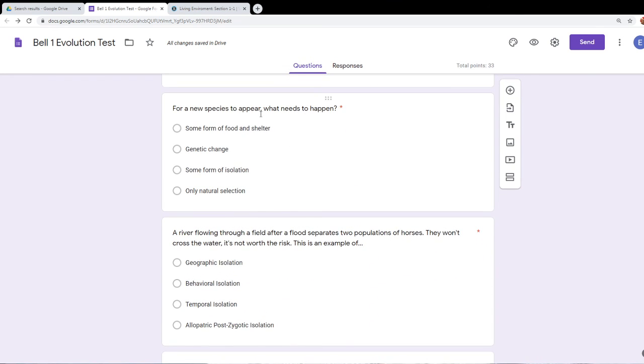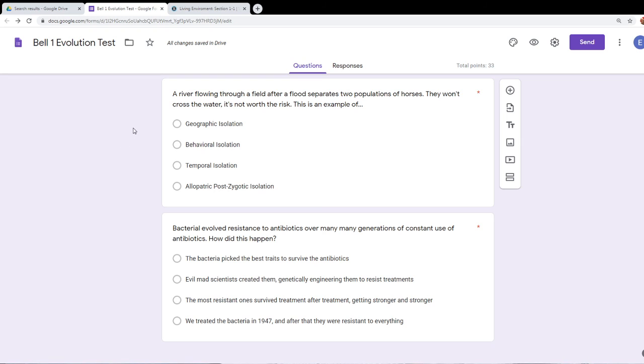All right, for a new species to appear, what needs to happen? There's something very particular that has to happen in order for new species to come about. Do they need some form of food or shelter? Do they need some kind of genetic change, like a mutation? Do they need some form of isolation? Or do they only need natural selection? Notice it says only natural selection, nothing else.